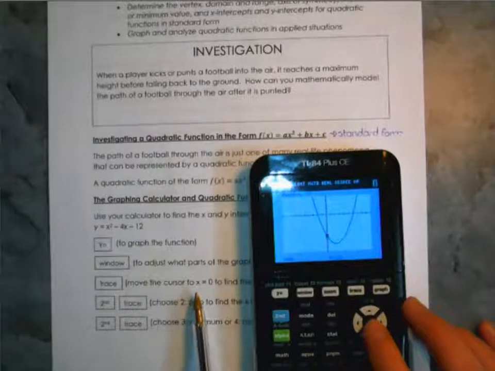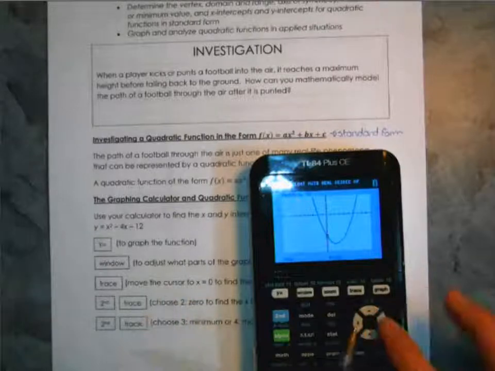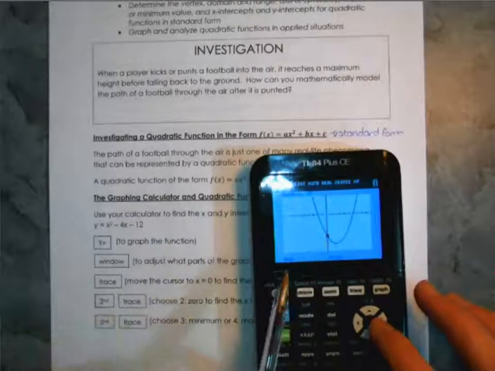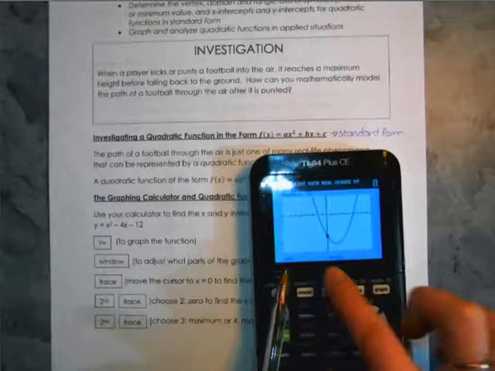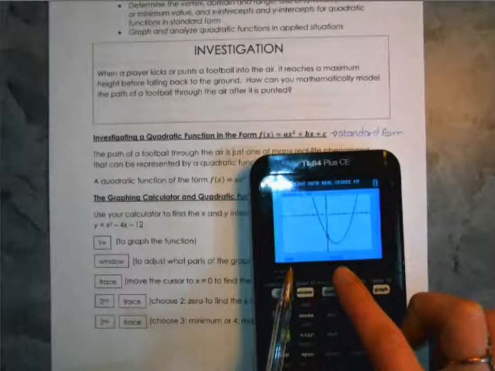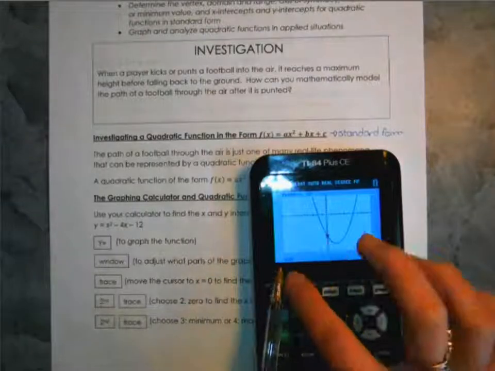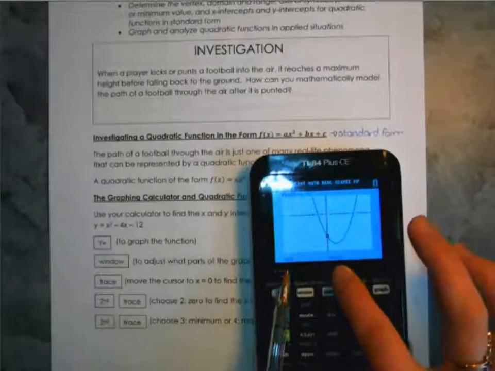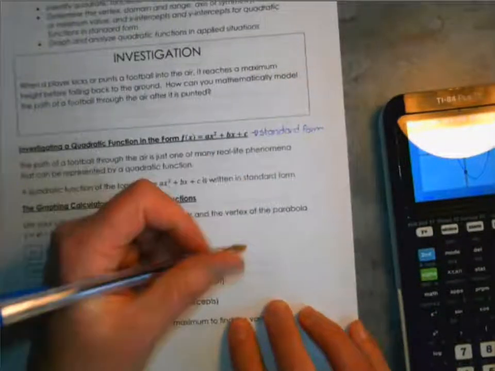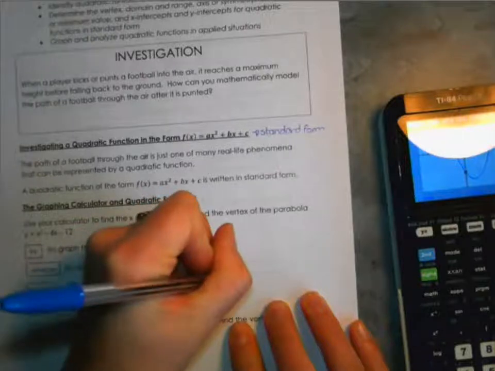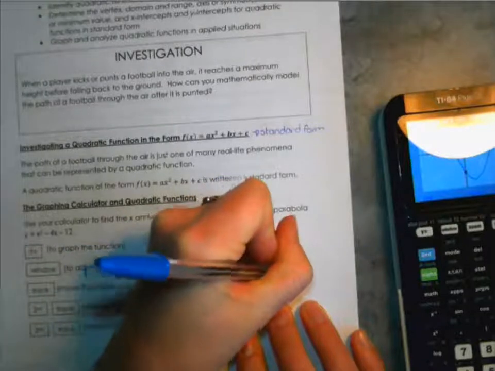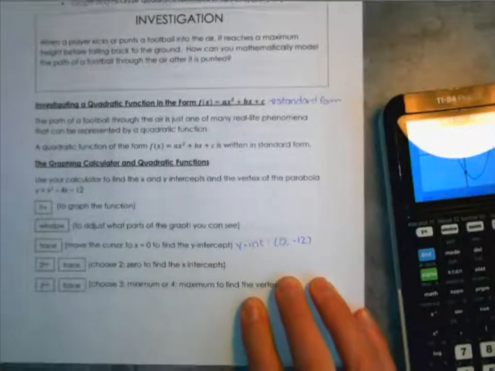Okay, so basically what you can do is, you might have to play around with it a little bit, but if you just hit trace, then you can move the arrow around until you can see it. And basically what you want to do is look on the bottom here, because it tells you where the cursor is on the graph. For the y-intercept, make sure your cursor is where x equals 0. And we can see that when that happens, y is equal to -12. So now we can say the y-intercept is x is 0, y is -12. Okay, so we can fill in that piece of information.